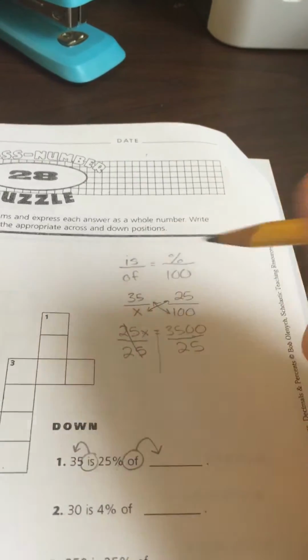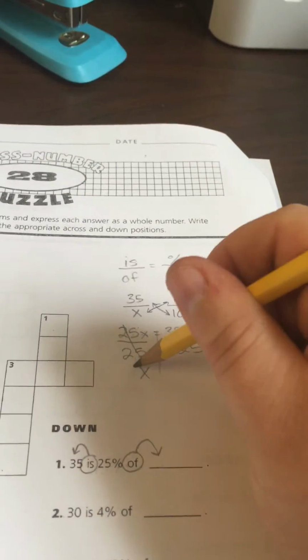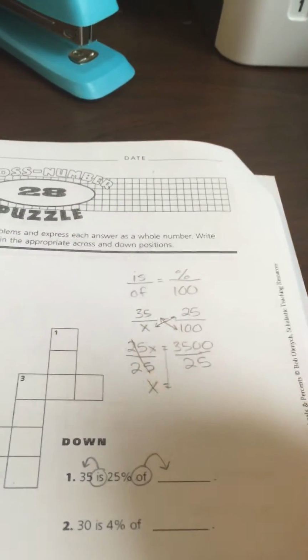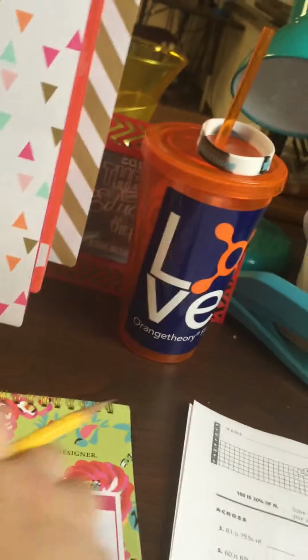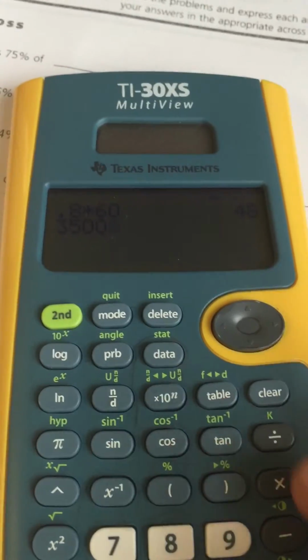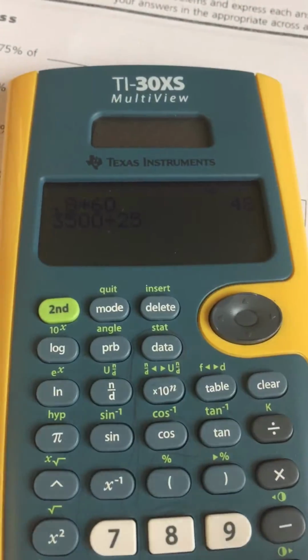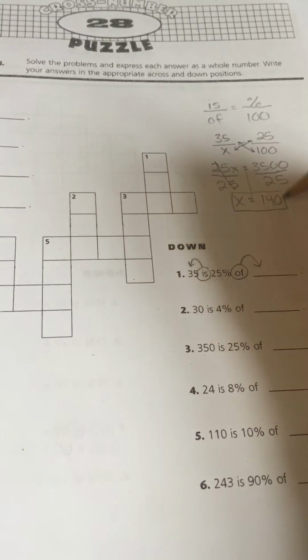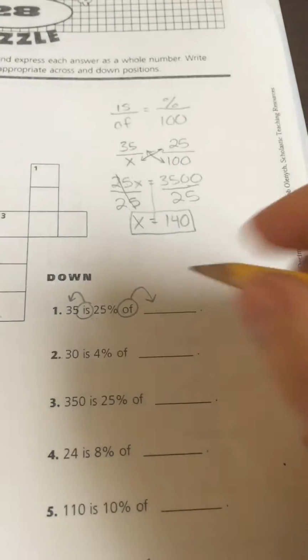25 divided by 25 is 1, or we can just write x because remember the 1's invisible. 3,500 divided by 25. Let's use our calculator for that. So 3,500 divided by 25 equals 140. And that's our answer.